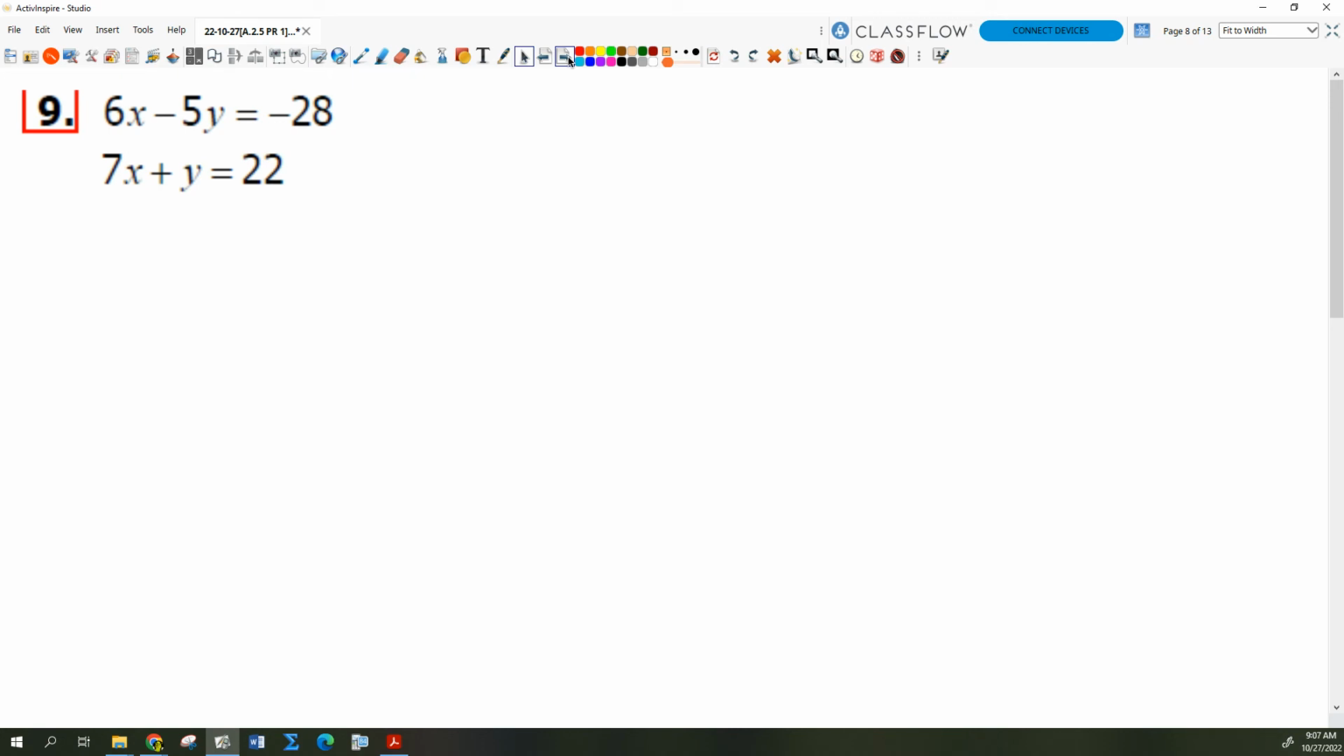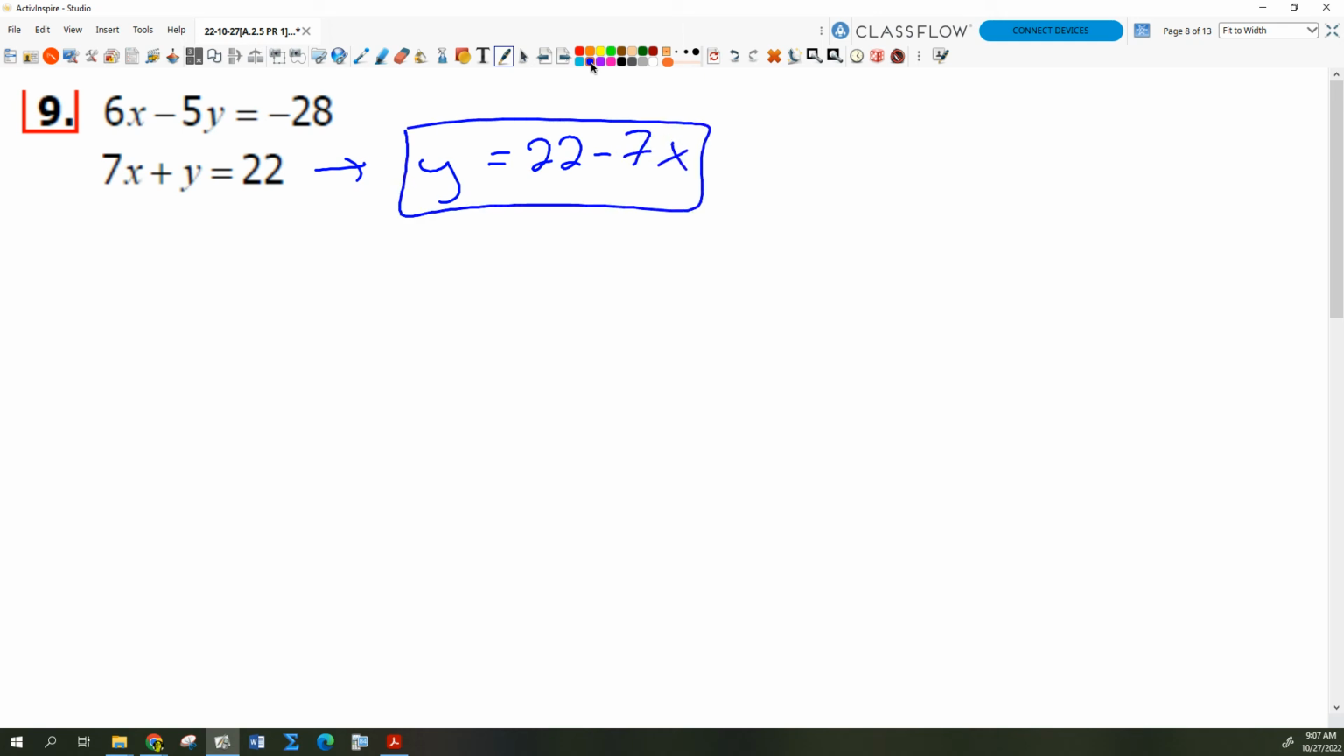So is there one in here that's easy to isolate, an x or a y? Anybody see an x or a y that's really simple to isolate? Which one? Bottom y. Okay, good. And again, the coefficient there is 1, so it's easy, right? No big deal. So all I have to do is subtract the 7x to the other side. And if I do that, look what I get. y equals 22 minus 7x, right? Or I could write that as negative 7x plus 22. Doesn't matter. Either way. There's my substitution equation.